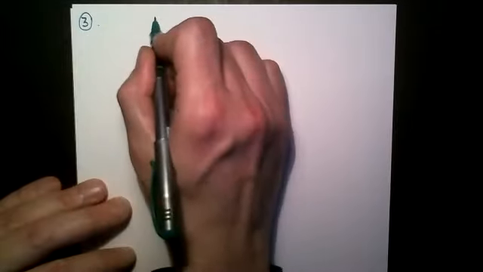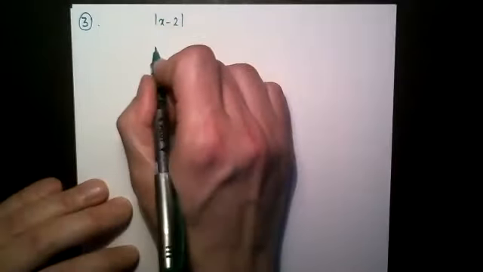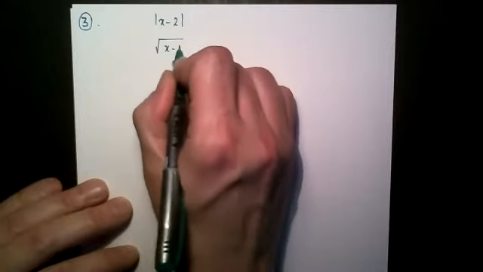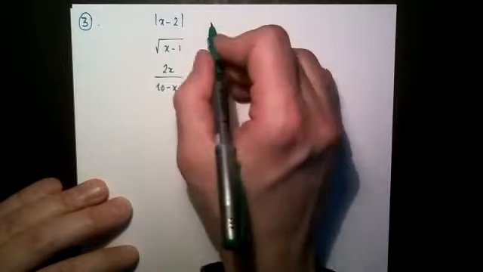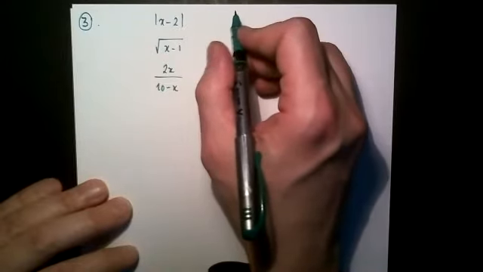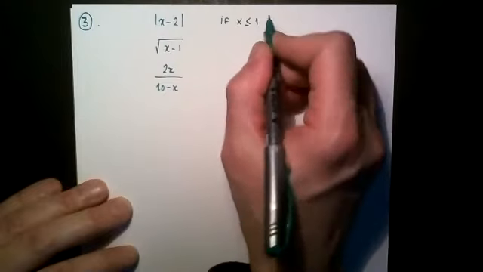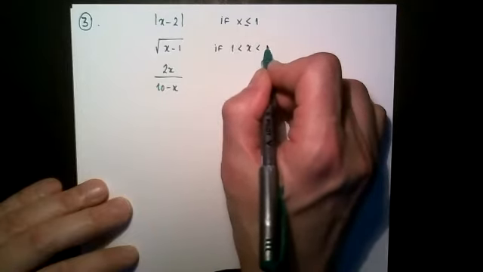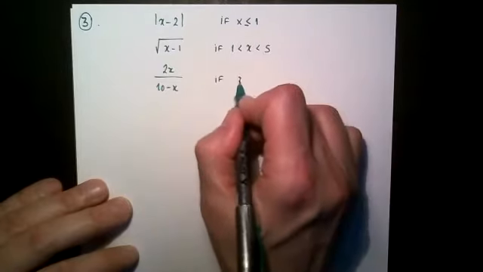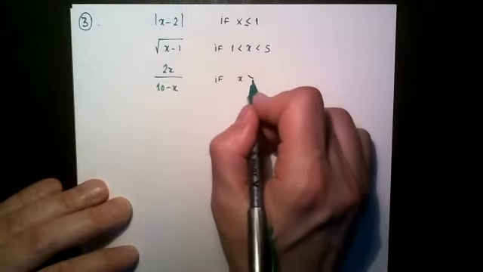So here we go. I have a piecewise function here: the absolute value of x minus 2, the square root of x minus 1, and 2x over 10 minus x. The first is if x is less than or equal to 1, the second is if x is between 1 and 5, and the third is if x is greater than 5.